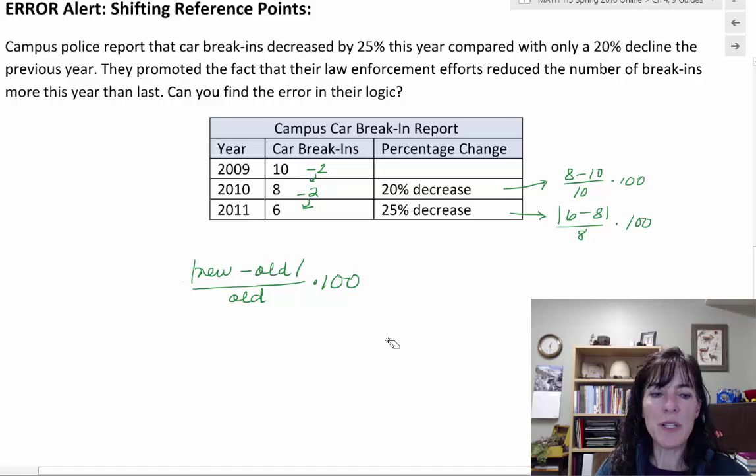So the problem here is that they're using different totals each time because the actual numbers have gone down, but really we're only talking about a 2-car break-in change each year. So they haven't done a better job, they've just decreased by the same amount each year. So they didn't reduce the number of break-ins more this year than last year. So you have to be careful how you say your results here, because they really went down by the same number of break-ins each year instead of having this inflated decrease amount showing up.